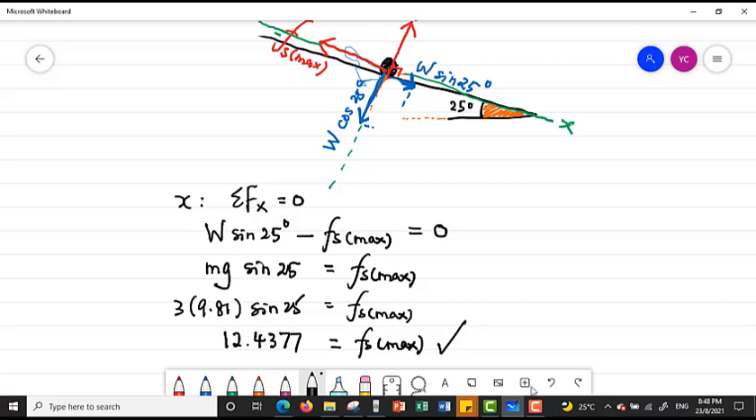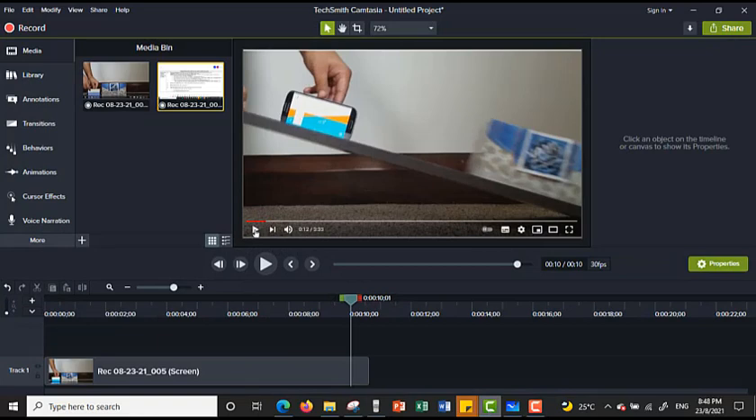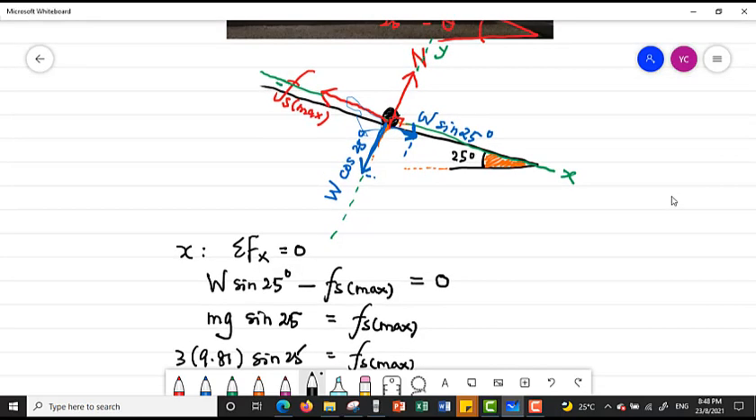Then, in order to calculate the coefficient of static friction, tengok formula dia. Nak cari coefficient of static friction, you kena tahu normal force juga. Sekarang Fs maximum you dah tahu, so you kena tahu normal force juga. So, where is our normal force? So, kalau you perhatikan, normal force act along y-axis.